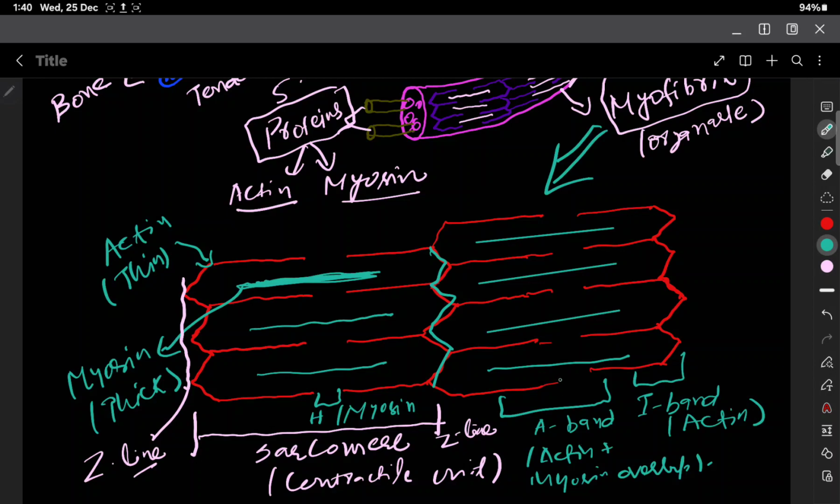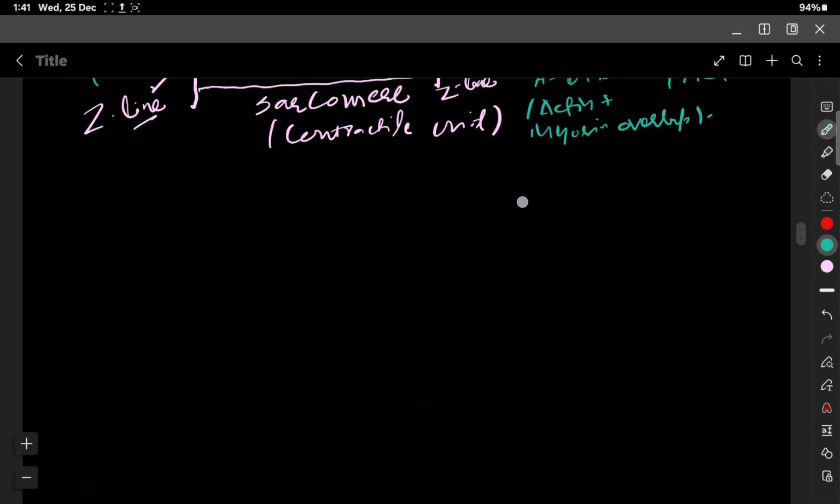The area where the actin and the myosin overlap is called the A band, and the band where only actin is present is called the I band. So this is about the organization of the skeletal muscle, how the skeletal muscles are organized. Now we can go to the second part, which is the sliding filament theory, or how the contraction occurs. It will be easy for us to understand that process. So I will go to the next part.